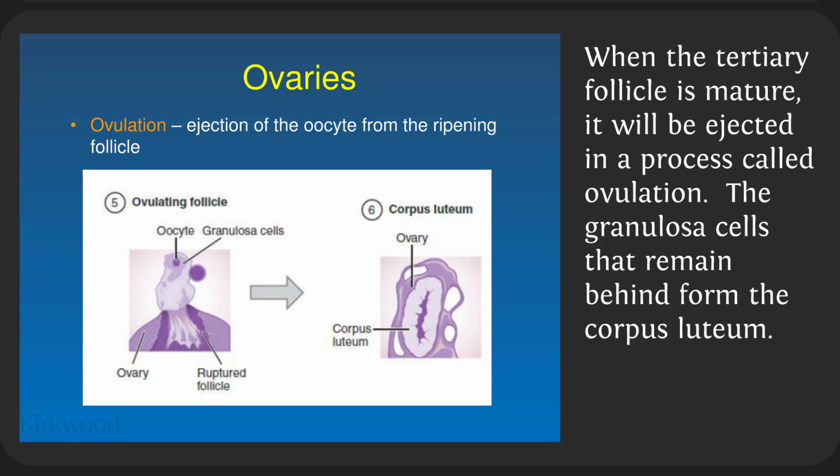When the tertiary follicle is mature, it will be ejected in a process called ovulation. So we're ejecting this oocyte in ovulation. The granulosa cells that remain behind form something called the corpus luteum.